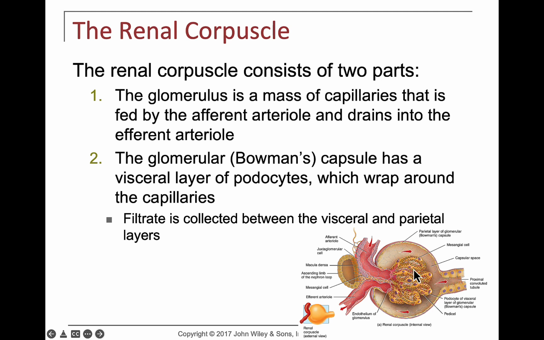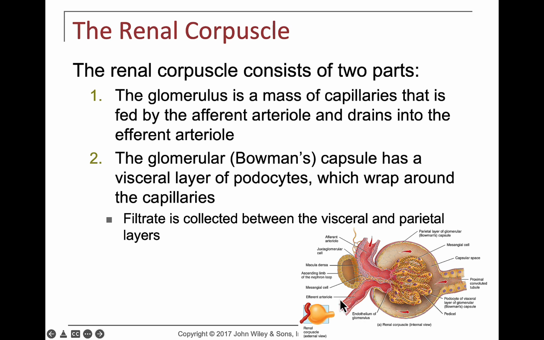We said that the little ball of capillaries inside of it, or rather the big ball of capillaries, is called the glomerulus or the glomerular capillaries. The arteriole entering and giving rise to the glomerular capillaries is called the afferent arteriole with an A, and the efferent arteriole with an E is exiting the renal corpuscle from the glomerular capillary bed. So the glomerulus is a mass of capillaries fed by the afferent arteriole draining into the efferent arteriole.